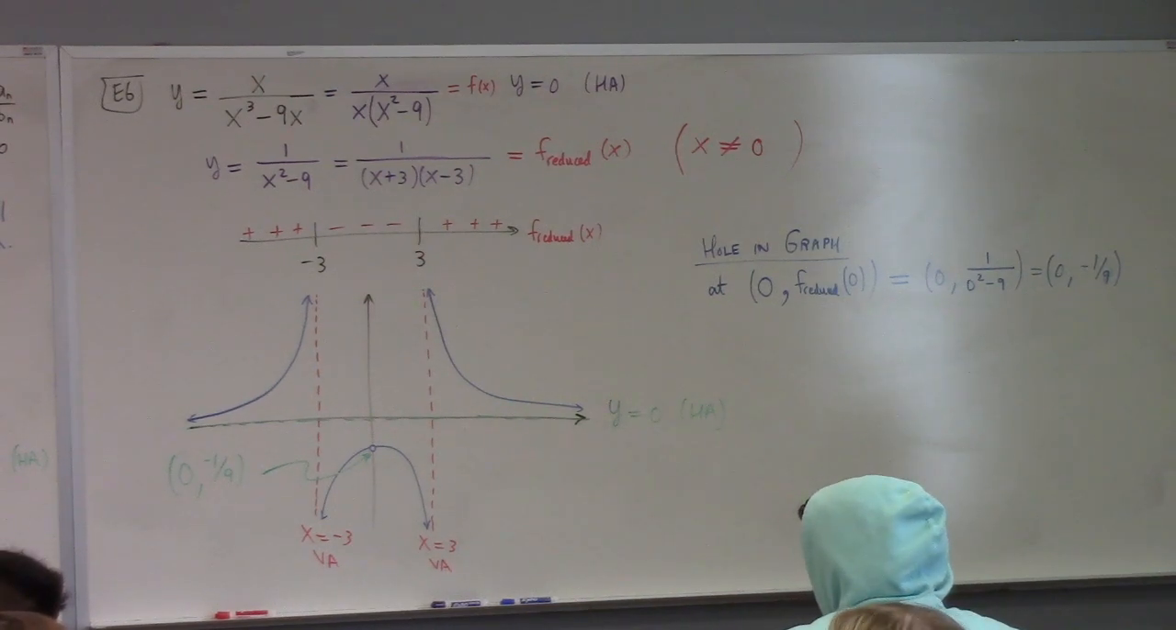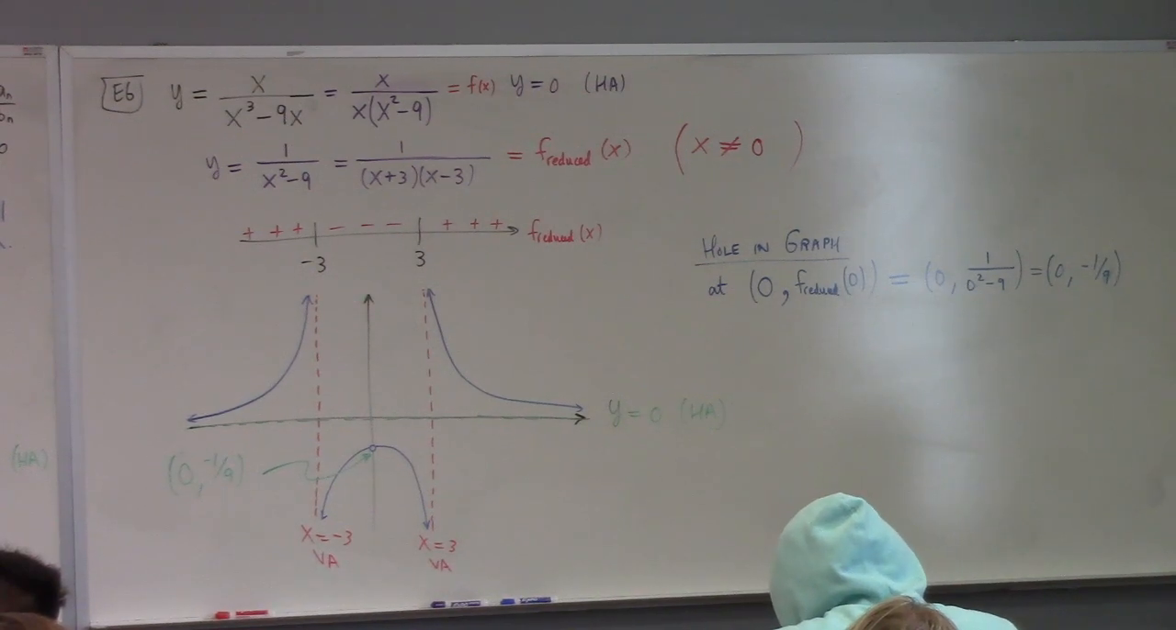So to get the horizontal asymptote, you need to find a hole in the graph? No, the horizontal asymptote is just from looking at the degree of the numerator versus the degree of the denominator. If the degree of the numerator is strictly smaller than the degree of the denominator, then the horizontal asymptote will be 0. If, on the other hand, they match up, then it's the ratio of the leading coefficients. That's the theorem I have on the middle board here.